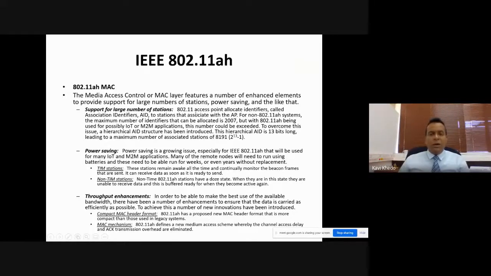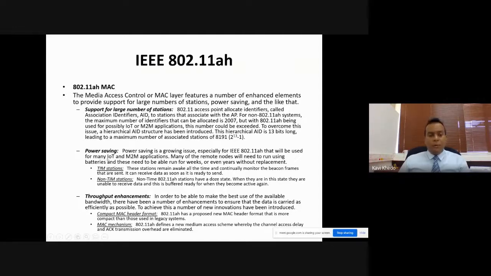You can read it here. The access point allocates identifiers, so it uses a hierarchical approach. Yeah, hierarchical association identifiers here. Okay, a hierarchical approach where a maximum of 8,191 stations you can identify when you're using this ah version.